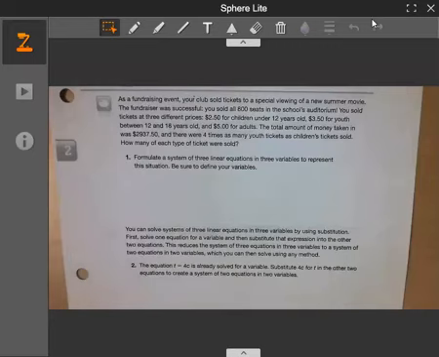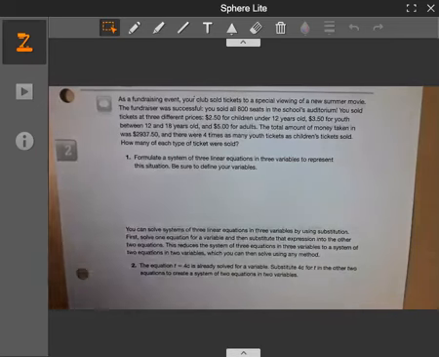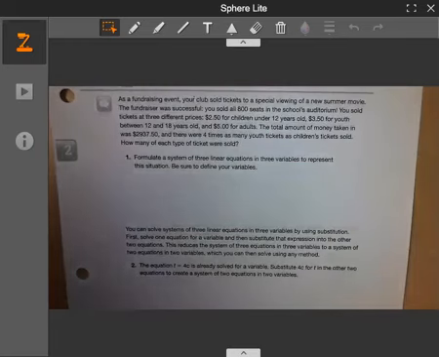All right, today we're going to be solving three variable systems. We're going to start by doing a word problem here so that we can formulate a three variable system of equations. It says, as a fundraising event, your club sold tickets to a special viewing of a new summer movie. The fundraiser was successful. You sold all 800 seats in the school's auditorium. You sold tickets at three different prices, $2.50 for children under 12 years old, $3.50 for youth between 12 and 18 years old, and $5 for adults.